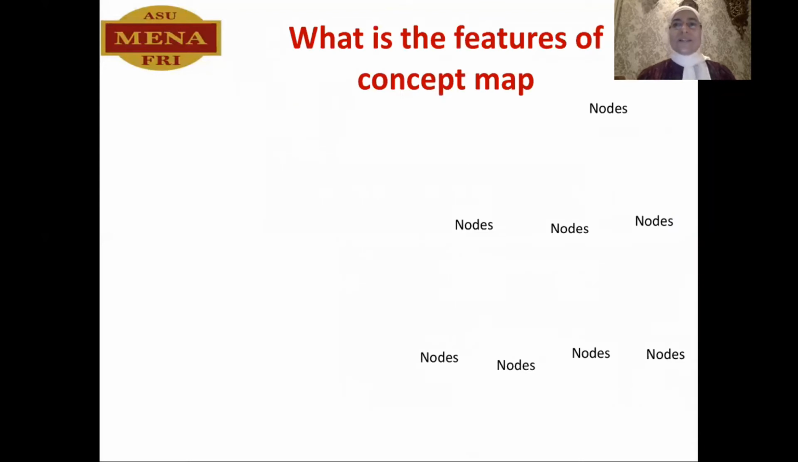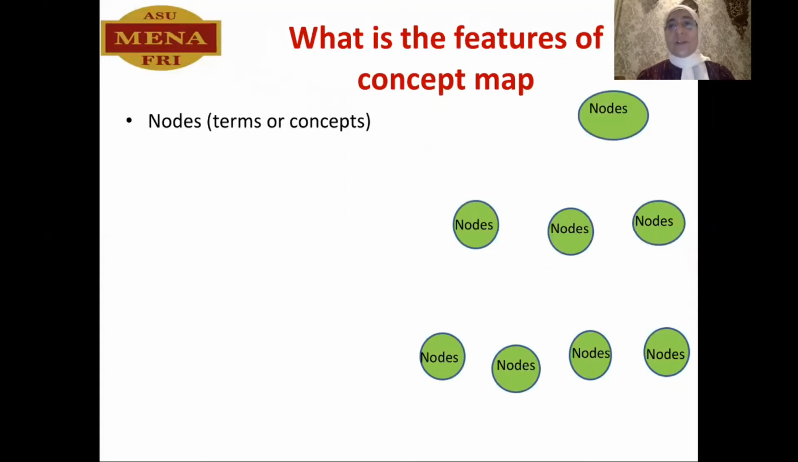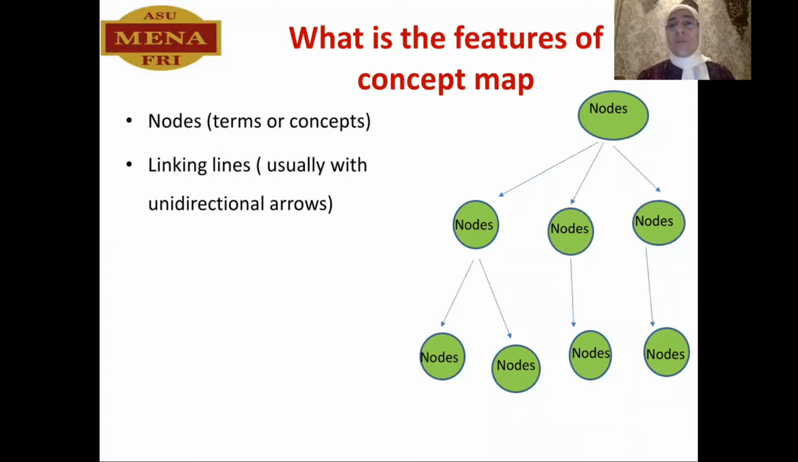Then we will discuss the features of the concept map, the anatomy of the concept map. The anatomy of the concept map mainly is formed from nodes, and the nodes are terms or concepts that are going to be linked together by link lines. And the link lines are usually unidirectional arrows. They may be bidirectional in certain conditions, which we'll clarify later.